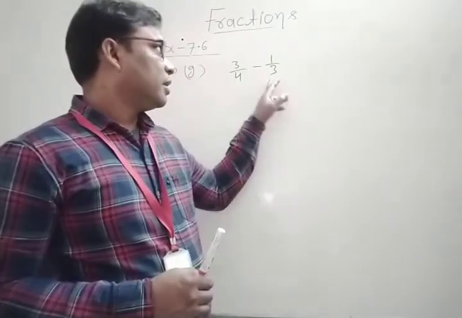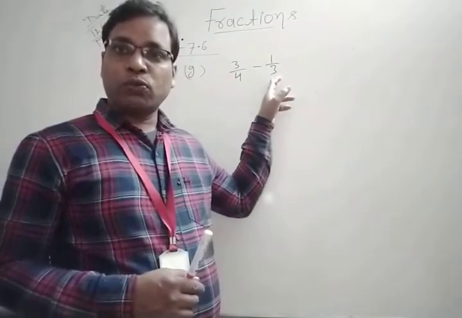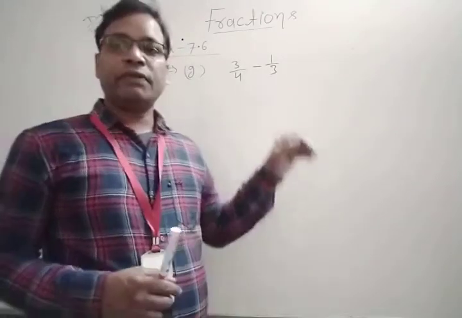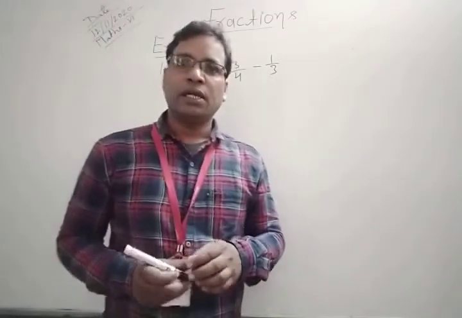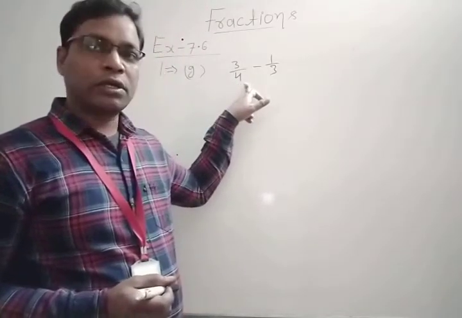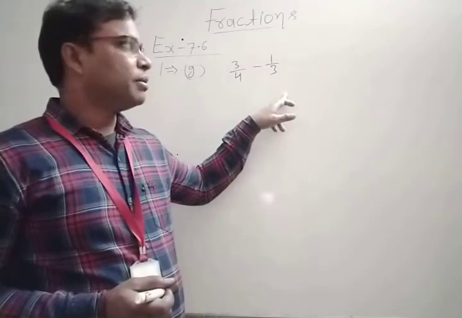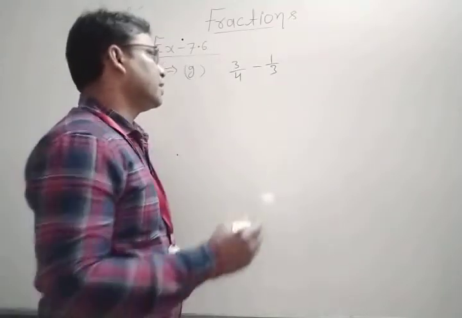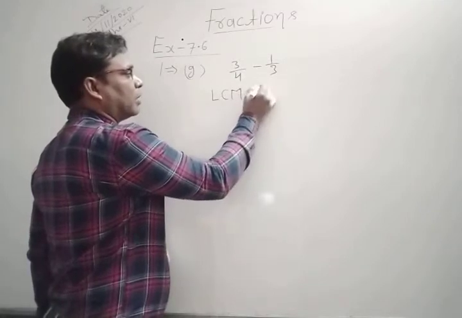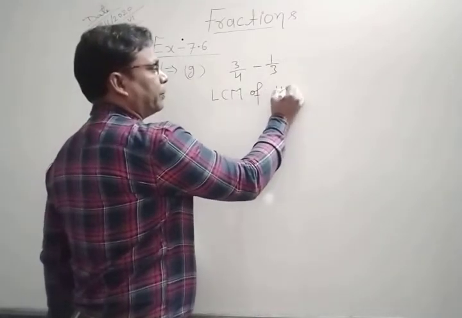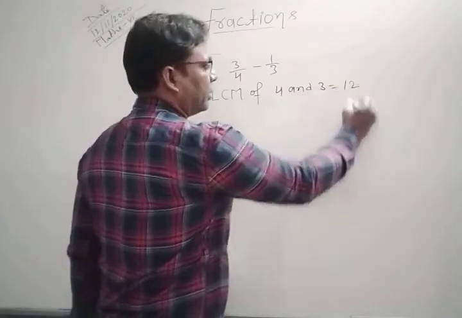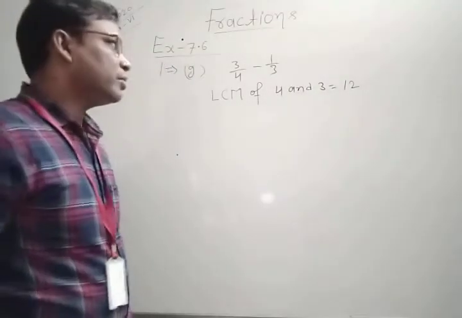This is clear. The factors of 3 are 1 and 3 itself. You know very well how to find factors. Clear? So in this case, this number is a composite number and this is a prime number. So for this we can write the LCM of 4 and 3 is equal to 12.